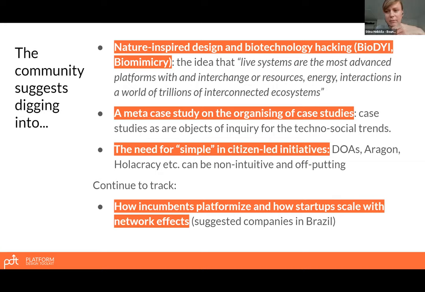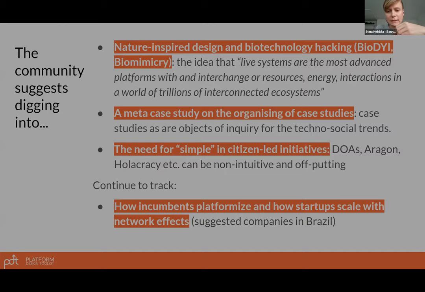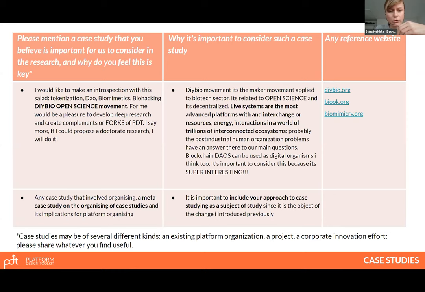And coming back to the question that was posted in the chat earlier: how do those community-led or citizen-led initiatives compare to the more emerging-technology initiatives? Some suggestions are again on how incumbents platformize and how startups scale with network effects. We have some different links and ideas that we have also put in the Excel file.